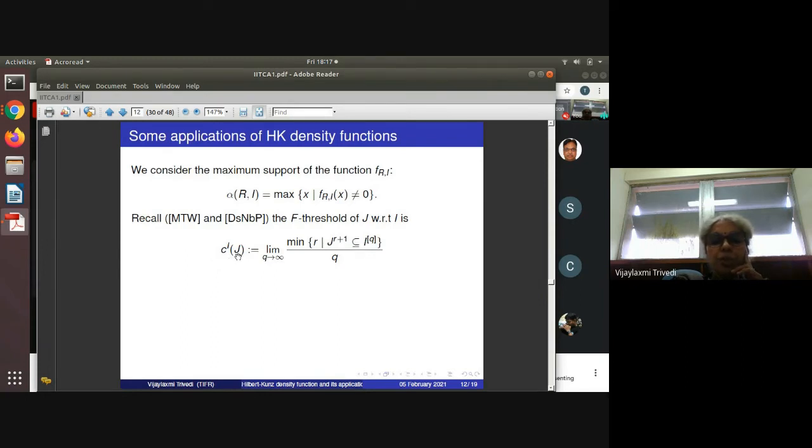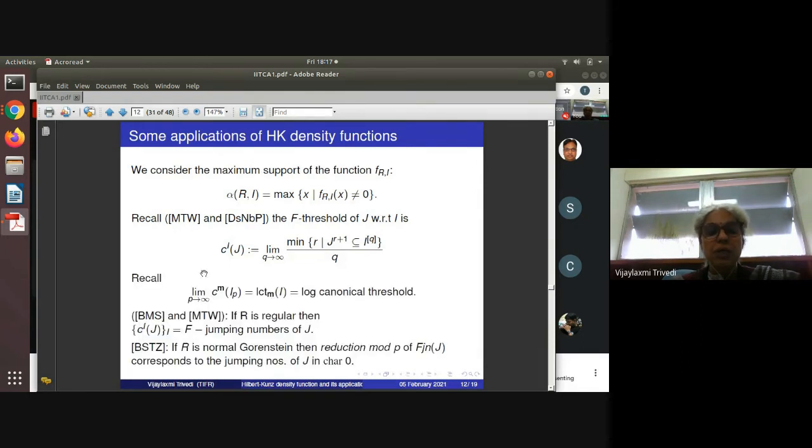So the F-threshold of J with respect to I is, you look at the maximum power of the maximal ideal m that you can embed inside the Frobenius power of I, modulo J. So this is called the F-threshold of J. This was introduced earlier by Mustata, Takagi, Watanabe, and they took the limit in the form of sup and lim inf, I think. Then De Stefani, Núñez-Betancourt and Pérez said that the limit actually does coincide with sup and inf. So this is the way I present it here.